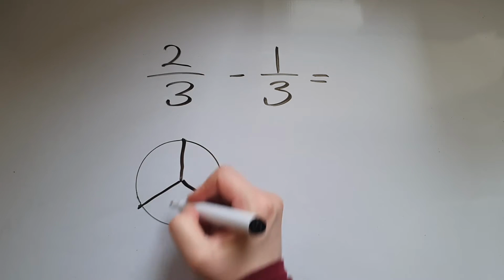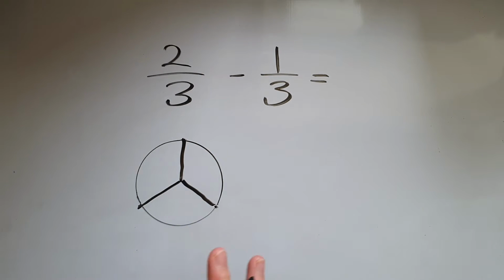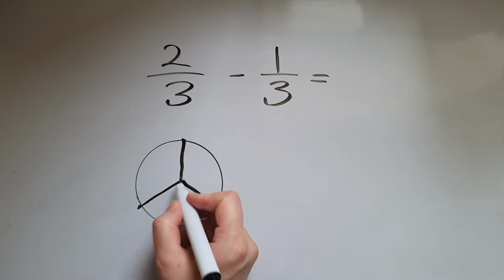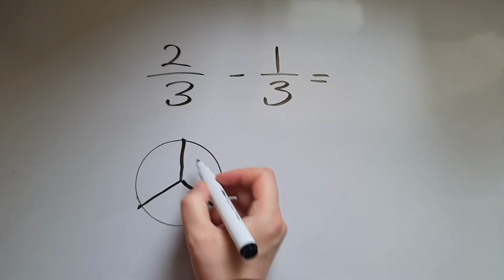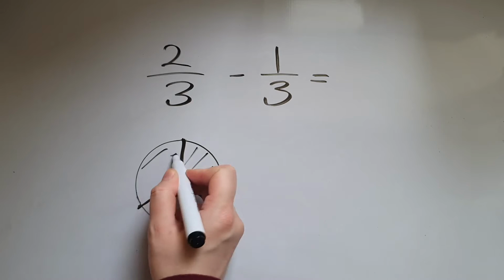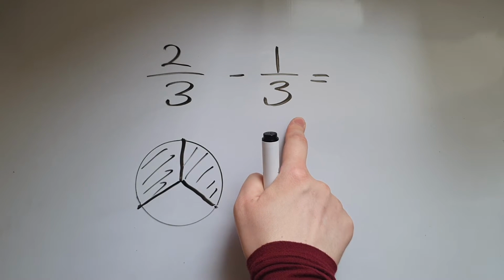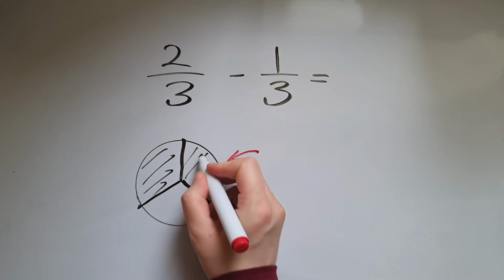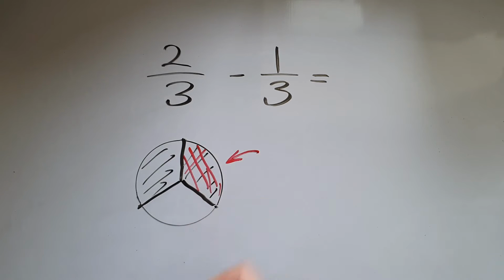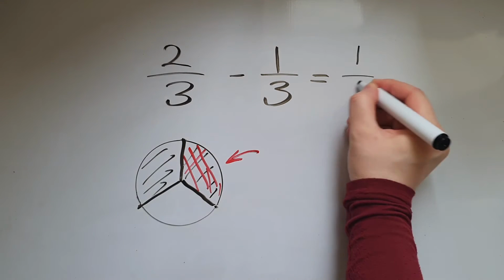Which means we've cut these pieces into 3 slices in both cases. So here is the cake, cut into 3 equal slices, and I've got 2 of them. I'm going to take away one of them. So if I remove one of these slices, maybe this one, then what am I left with? It's just 1 out of the 3.